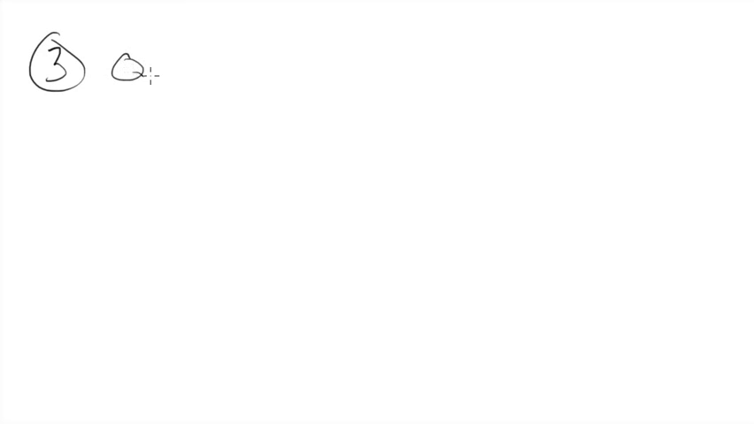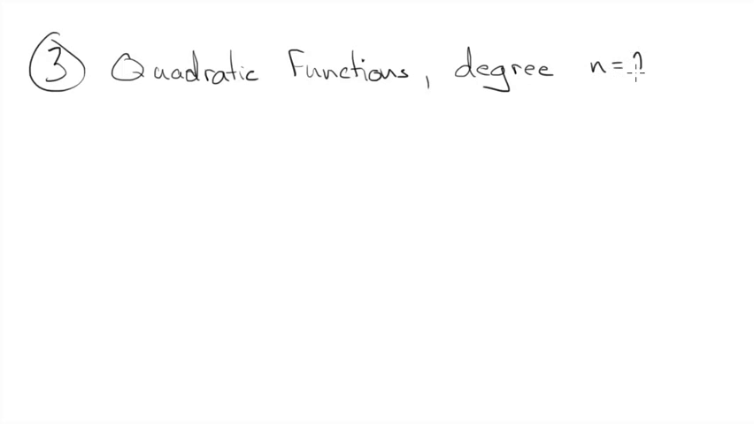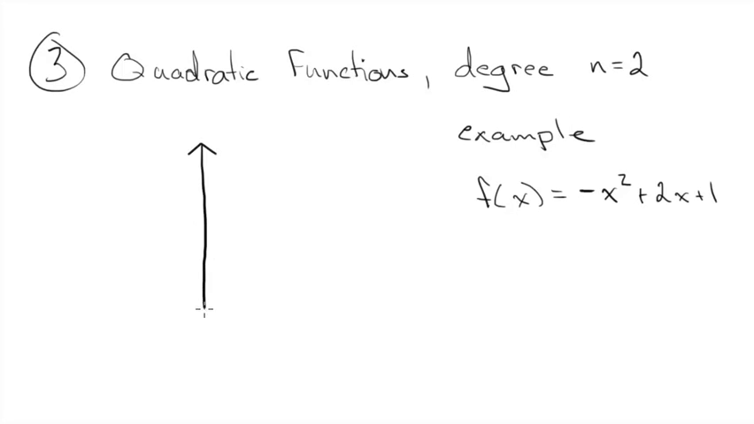Now we'll look at quadratic functions. Again, you spent a lot of time on these, although you probably didn't call them quadratic. You didn't use the word functions in grade 10. But this is a degree of 2. So an example would be something like this. F at x equals, let's put a negative in front of the x squared term, plus 2x plus 1.